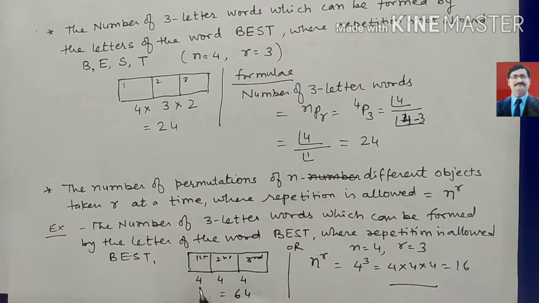So the first place we can fill in 4 ways. The second place again we can use them, so we can fill in 4 ways, and the third place also we can fill in 4 ways. So in total we have 4 into 4 into 4 is 64. By the formula we do n power r, where 4 is the total letters we have, and we have 3 places, so 4 power 3, 4 into 4 into 4, we have 64. So we have two methods, one is the direct method and the second is by the formula.